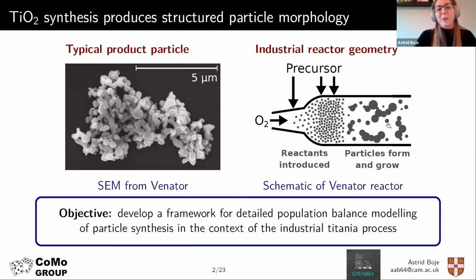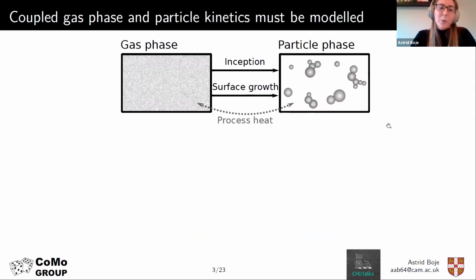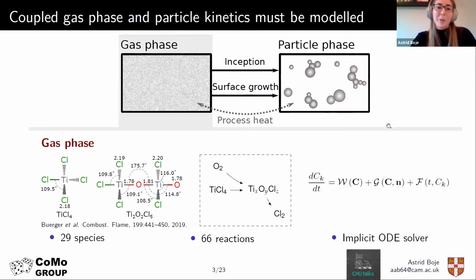So the objective of my thesis work has been to develop a framework for detailed population balance modeling and use it to study the industrial titania process. And this has been work that we've had this partnership with Reactor in my PhD group for a number of years now. And we incrementally made developments to try and aid us in modeling this coupled gas phase and particle phase system. So I'm going to just talk about that a little bit.